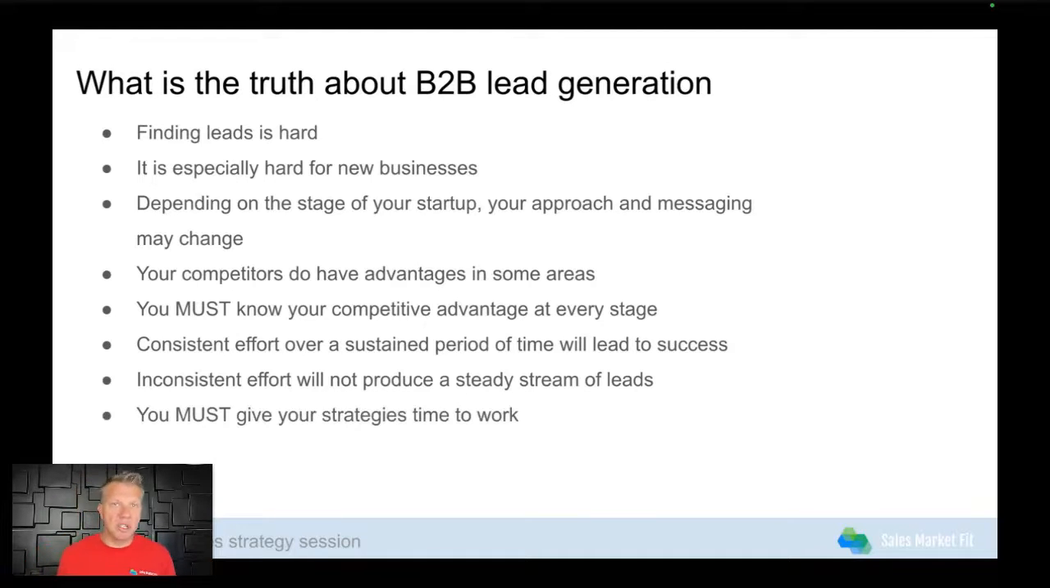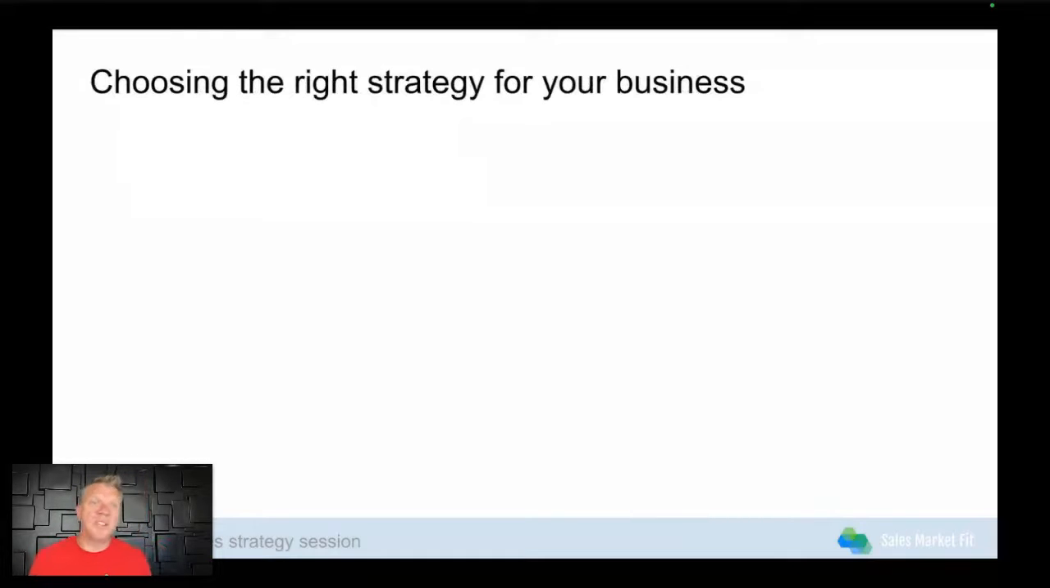And you must give your strategies time to work. Like I said, there are short, medium, and long-term strategies. So we have to give the short-term strategies time to work and be aware that they're probably not going to produce significant results. But we have to supplement medium-term and longer-term strategies with those shorter-term strategies until they start kicking in. So what is the right strategy for your business? How do you choose it?